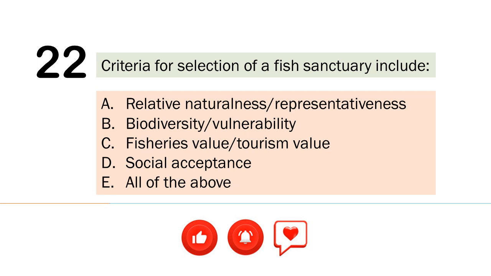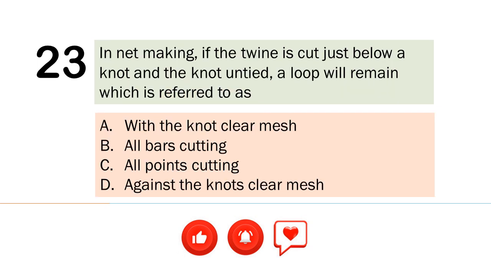Question number 22. Criteria for selection of a fish sanctuary include A. Relative naturalness/representativeness. B. Biodiversity/vulnerability. C. Fisheries value/tourism value. D. Social acceptance. E. All of the above. The correct answer is letter E. All of the above.